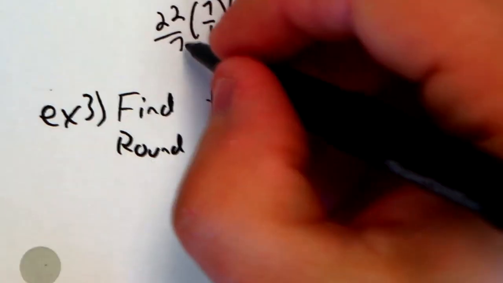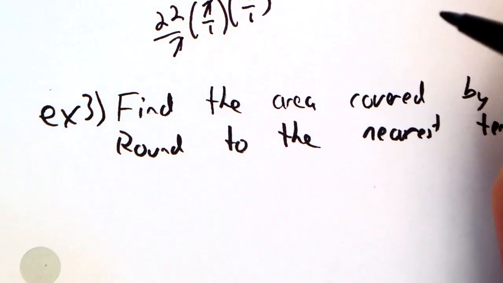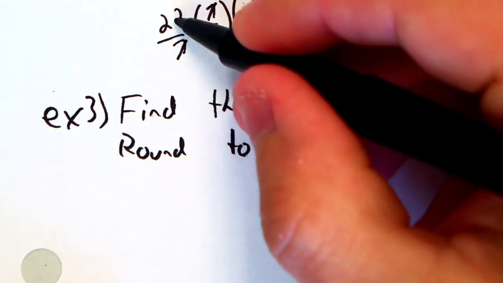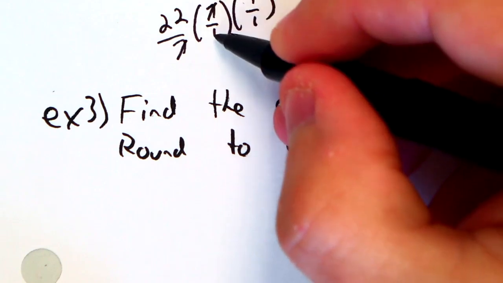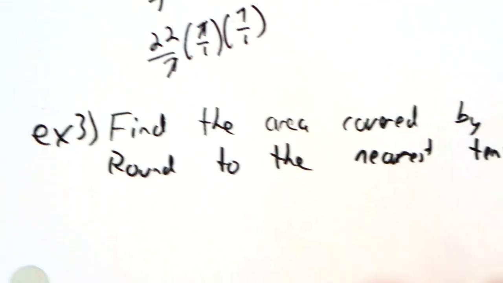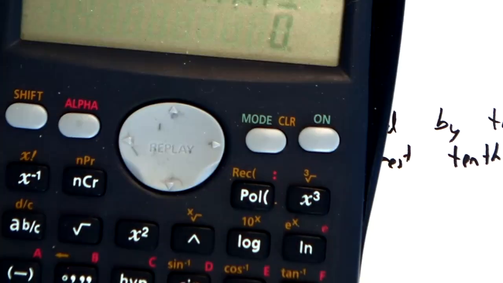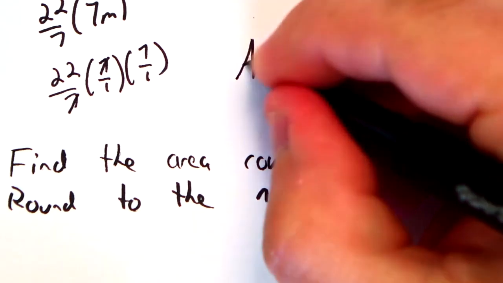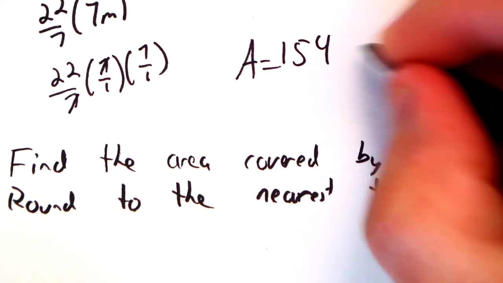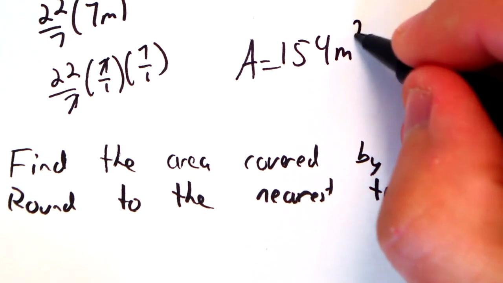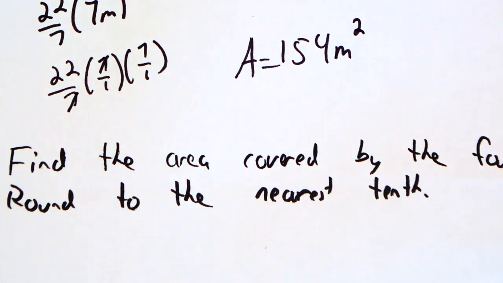So if we look at this work here now, these two 7s can simplify to 1. So now I have 22 times 1 times 7. So this number should be, I look at my calculator, I have 154. So the area is 154, and the units are going to be meters squared.